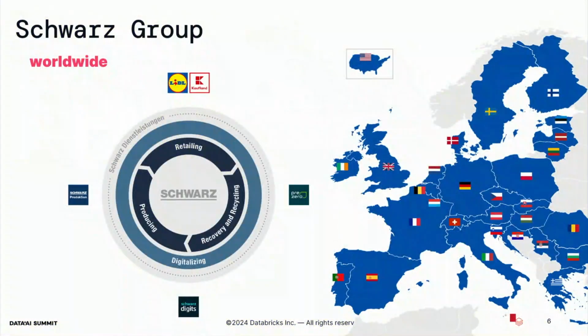Okay, so I work at the Schwarz Group. Schwarz Group is a multinational retail giant that covers the entire value chain from production to recycling. Operating under the Lidl and Kaufland brands, it stands as one of the world's largest retailers. So beyond retail, the group excels in sustainable food production through Schwarz Production, leads waste management with Pre-Zero, and also drives innovation with Schwarz Digits, which drives advanced digital solutions.